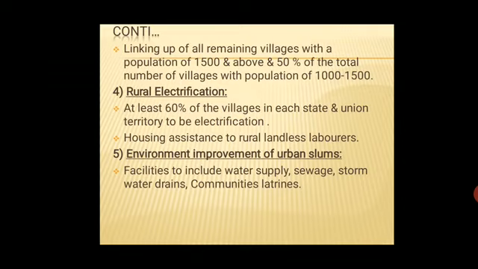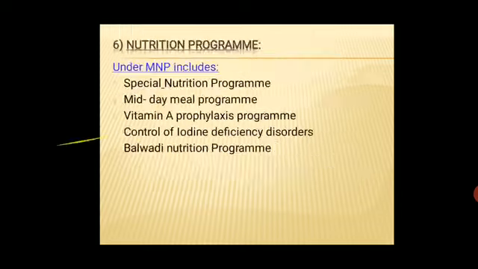The next point is environment improvement of urban slums, where we are providing care and importance to urban slums. In urban slums, we can improve the living standard by providing water supply, sewage, storm water drains, and community latrines. These are the things needed for slum areas: safe water supply, sanitation and sewage, water drains during floods, storms and rains, and community latrines.